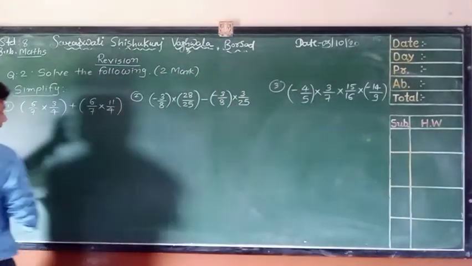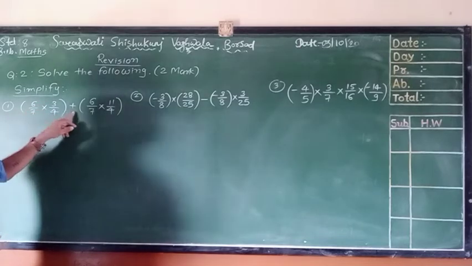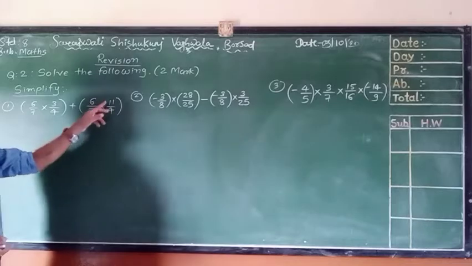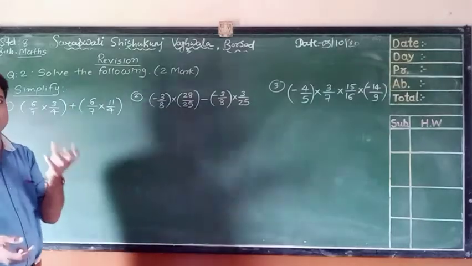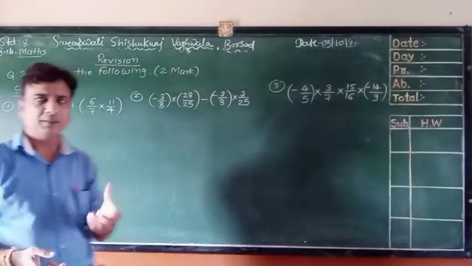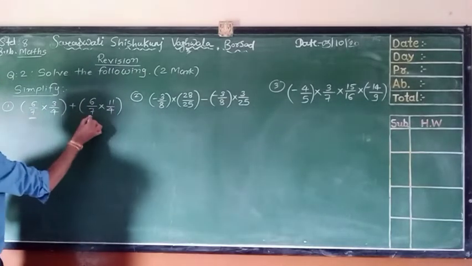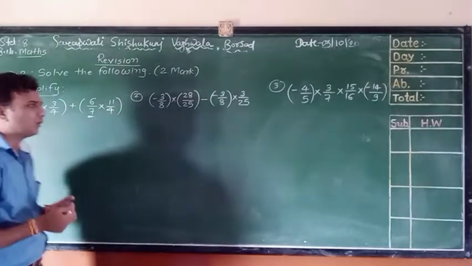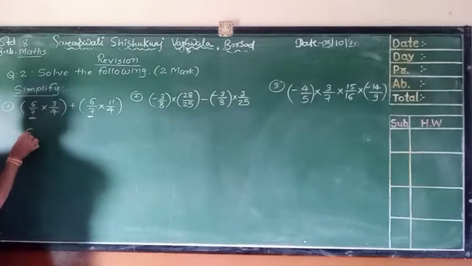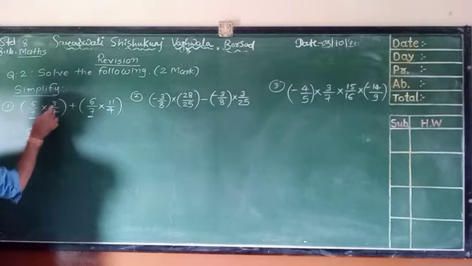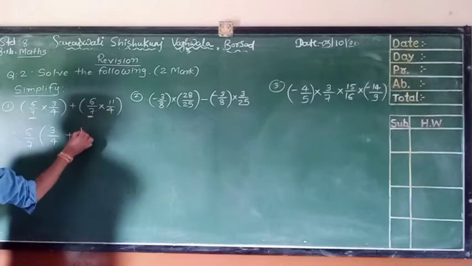First, simplify. In this first number we can observe 6 by 7 multiply 3 by 4, plus in the second bracket 6 by 7 multiply 11 by 4. So first of all students we have to observe from both brackets which number is the same. We can observe here 6 by 7 and 6 by 7, both are the same. So first we will take out the common number, that is 6 by 7. Okay, now with this common, the remaining terms we have to write are 3 by 4 plus 11 by 4.